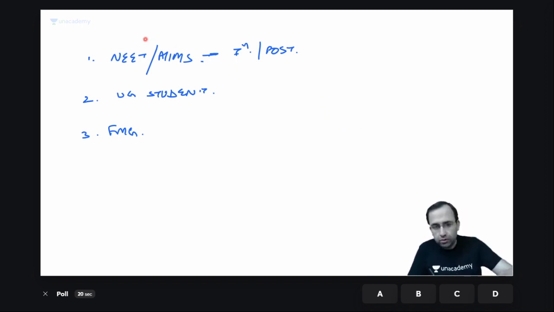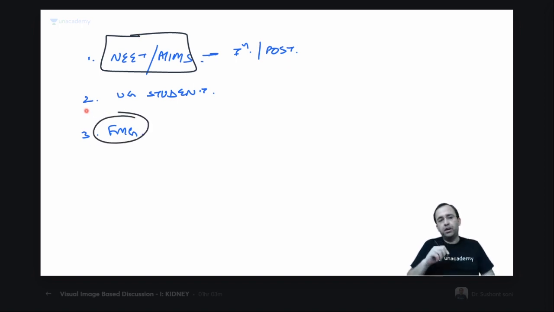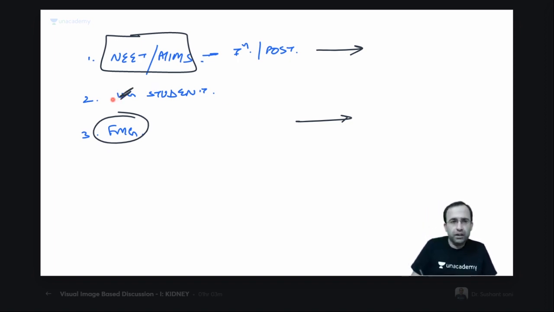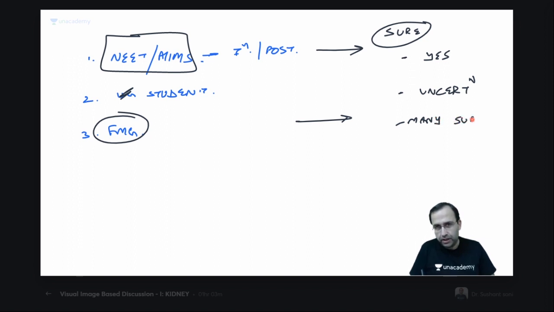Okay. So I have about 40% as NEET students and a few as FMG. Now this question is targeted for both NEET as well as the FMG. UG students, we have time. NEET and the FMG students, how many of you are sure that you will pass the paper? I know I asked you the same thing on Telegram also, but I'm curious here. Yes, uncertain. Many subjects are left, so in slight dismay.